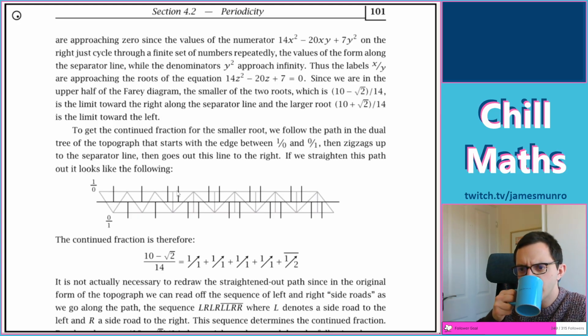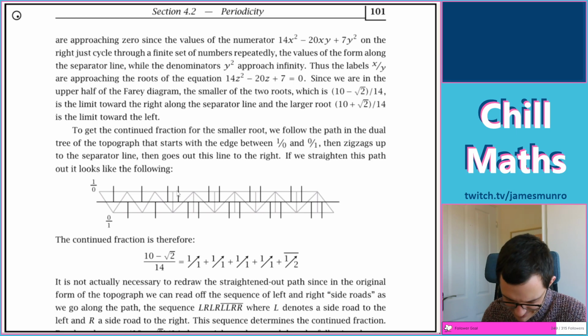What? I've misunderstood that. Oh, you plug in x over y and you're okay. The value of the quadratic form is the numerator over y squared. Okay, we're in the upper half of the fairy diagram. So limit on the right and the left. Okay, good. You get the roots.